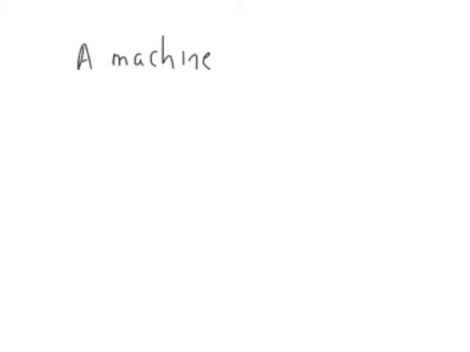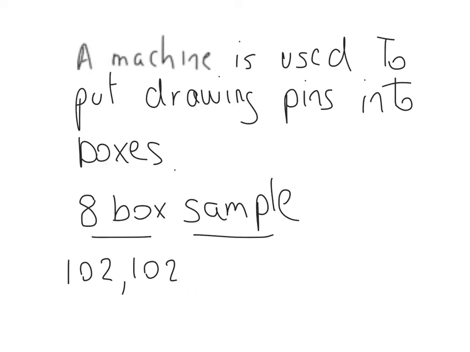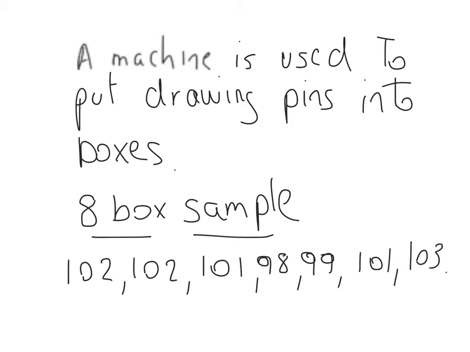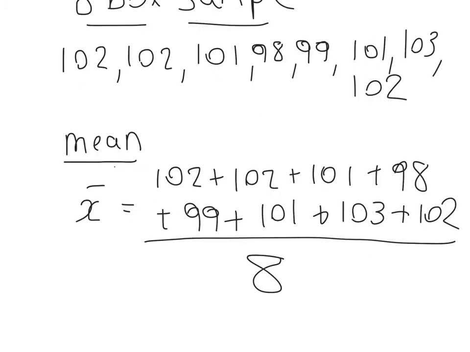The context of the question is a machine is used to put drawing pins into boxes. 8 boxes are then sampled and we count how many pins are in each box. So the results there are 102 for the first box, then 102 again, 101, 98, 99, 101, 103 and 102.